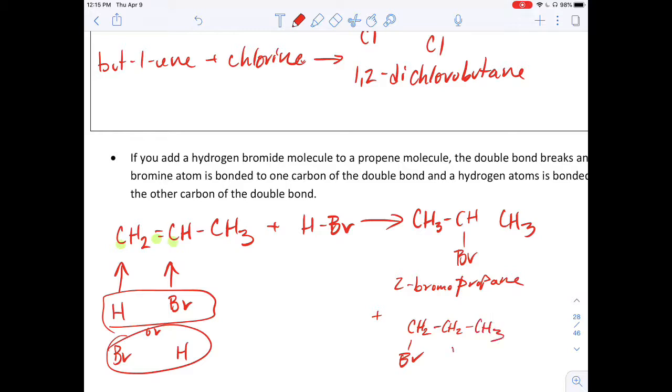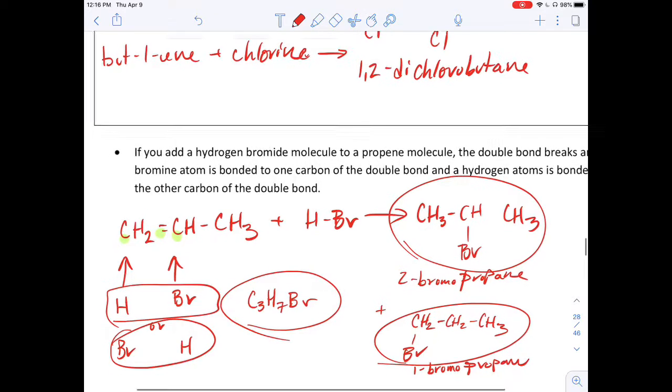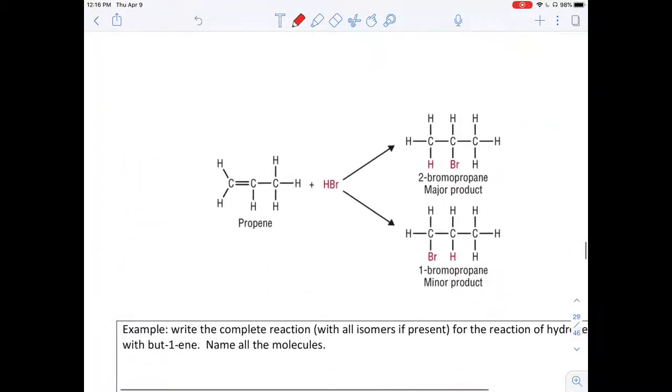My hydrogen that gets stuck here, I'm just lumping it together. But in this case, I'm going to get a 1-bromopropane. And these two chemicals have different structures and different names, but they have the same molecular formula. It'll be C3H7Br, because one of them's a bromine now. So they've got the same molecular formula, but different structures and different names. They'll be slightly chemically different. And so we're creating isomers in this reaction, so you want to be aware of that.